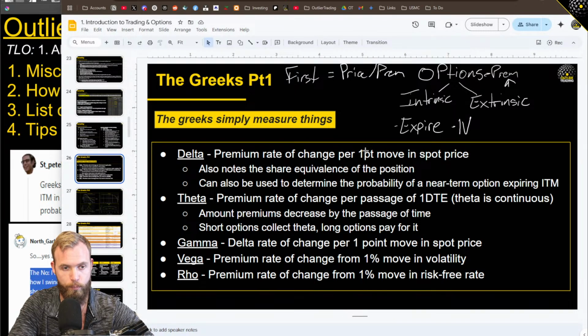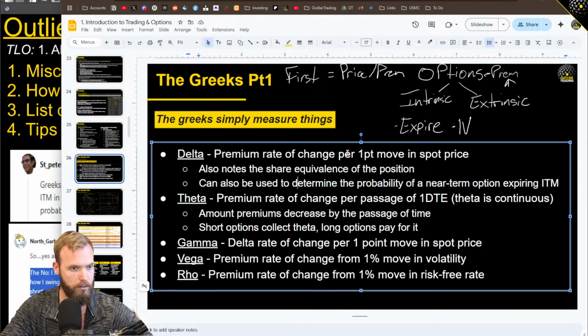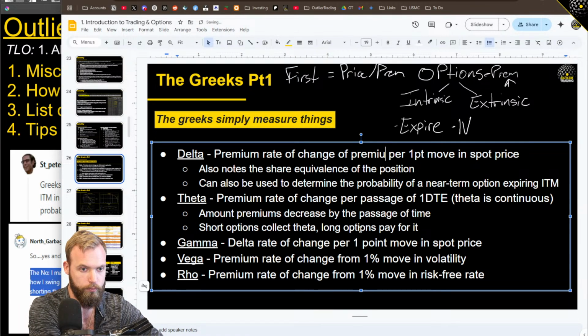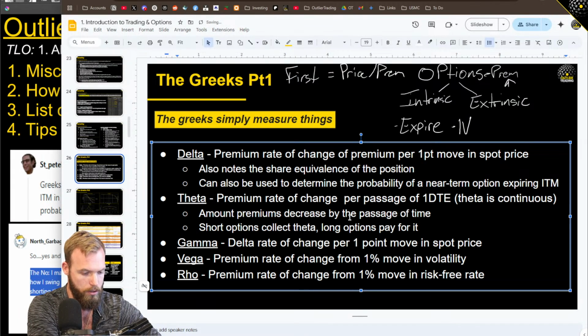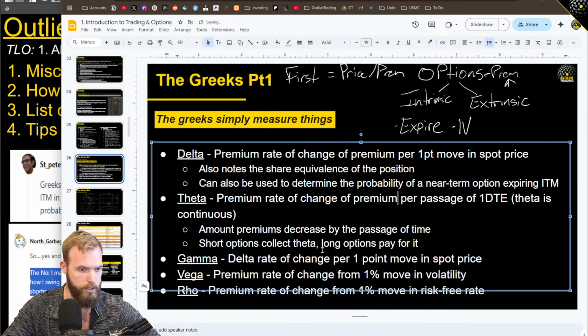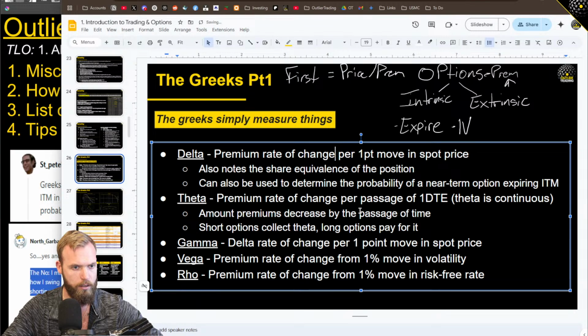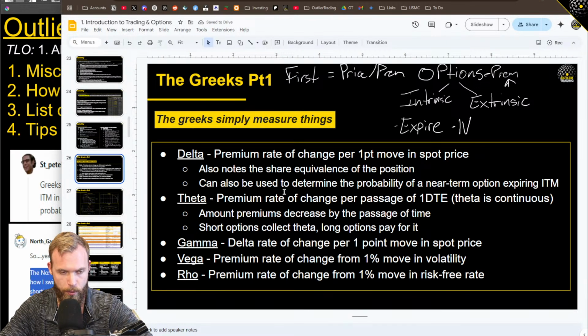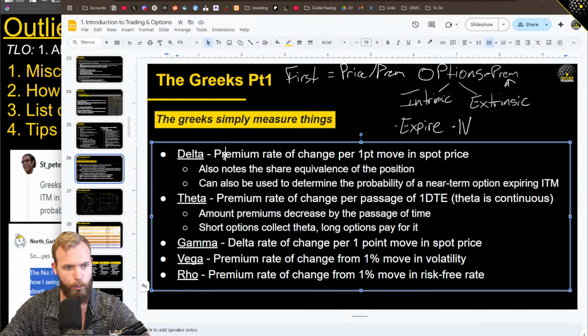So delta, rate of change of premium per 1 point move in spot price. Theta, rate of change of premium. I guess I'll clarify those in here. Oh no, I already have premium in there. I'm an idiot. Sorry about that. I realized that it starts with premium. So notice how delta, premium rate of change, theta, premium rate of change, vega, premium rate of change, rho, premium rate of change. All of these first order Greeks deal with premium rates of change.